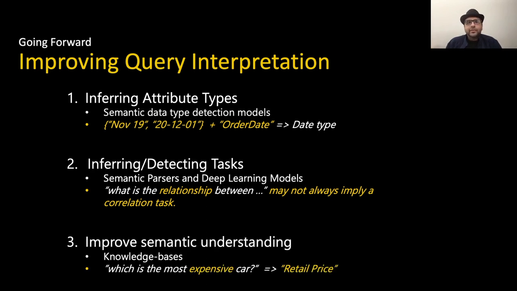Finally, NL4DV currently uses a combination of WordNet and developer-provided attribute alias maps to semantically match words in the input query. For example, "which is the most expensive car" should infer the retail price attribute from the word expensive. We plan to improve this by connecting NL4DV to a knowledge base such as Wolfram Alpha.